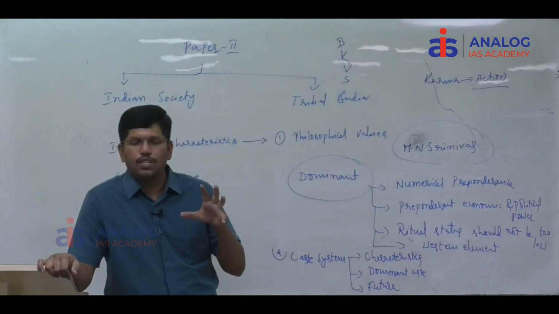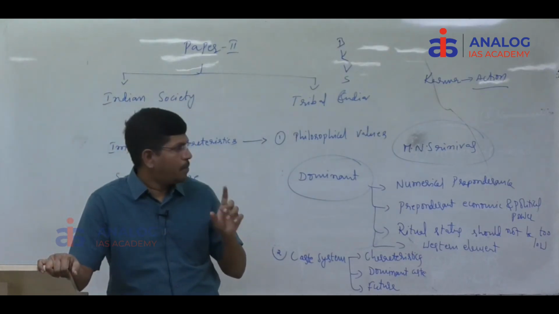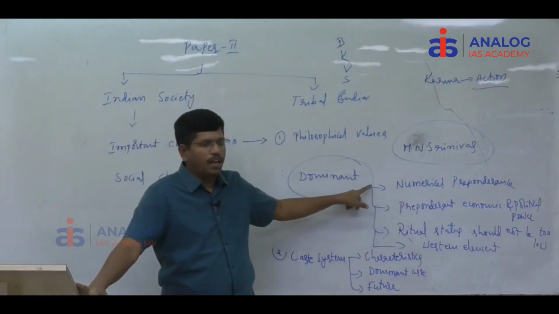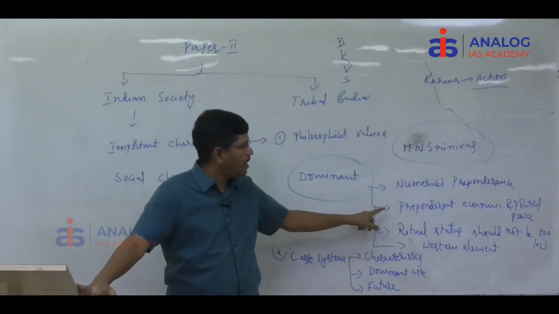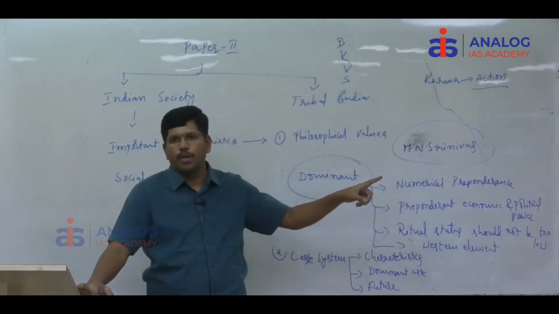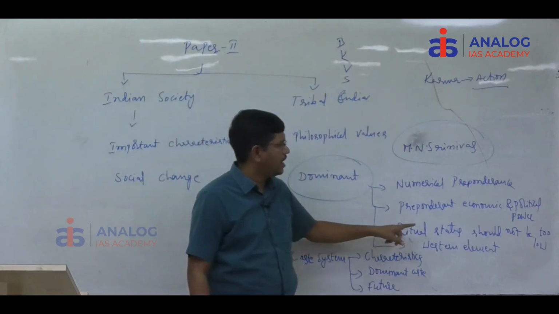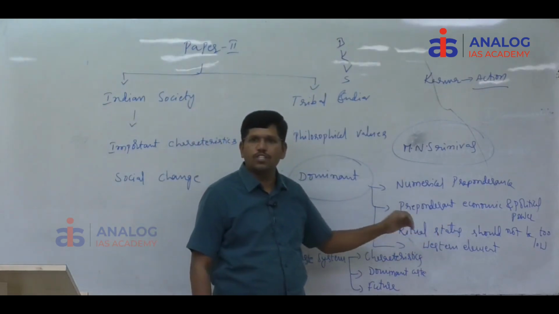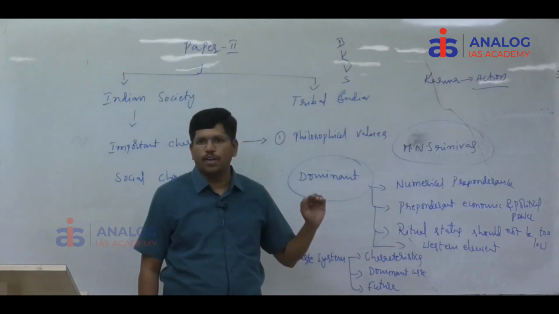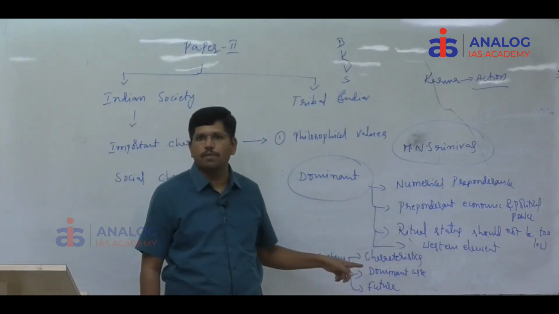A caste is said to be dominant when it preponderates numerically, when it also wields preponderant economic and political power, provided its status in the local caste hierarchy is not too low, along with the presence of Western element.